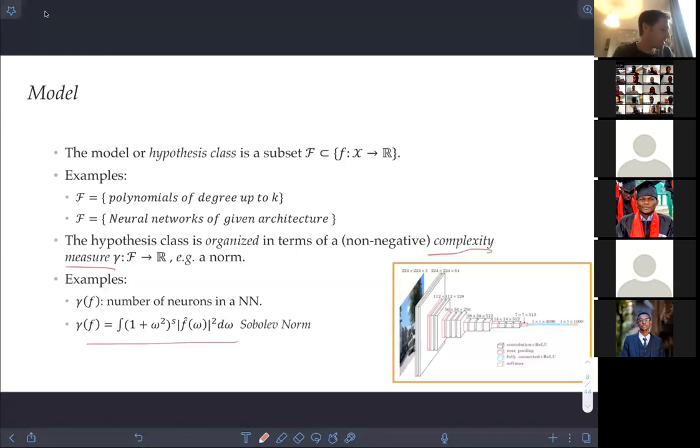What this quantity tells you is that if it is very small, my function is simple. And what does simple mean in the context of Sobolev spaces? It means that the function is very, very smooth. If I have a function that has many ripples and many complicated things, I'm going to pay a price, and in that case this norm is going to be large. So obviously the learner will try to find hypotheses that have small complexity, and we are going to see why in just a second.